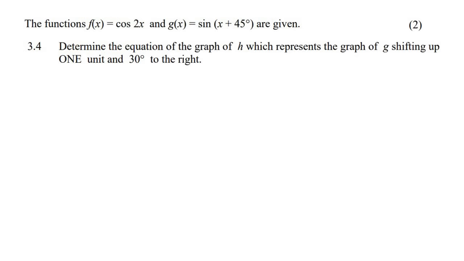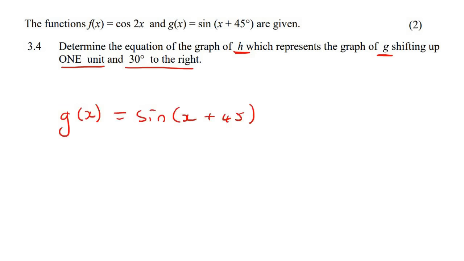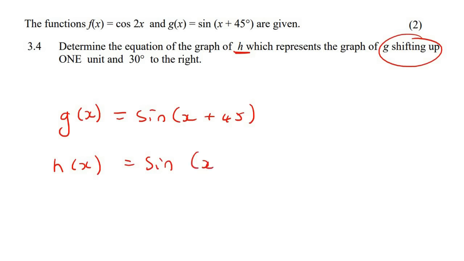The functions f and g are given. Determine the equation of h, which represents the graph of g shifting up by 1 unit and 30 degrees to the right. Okay, so g is currently sin of x plus 45. Now the graph of h is that graph shifted 1 unit up. Okay, so the way that you would modify that is by saying plus 1.